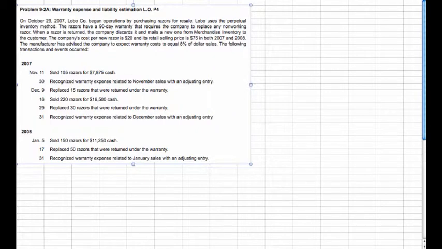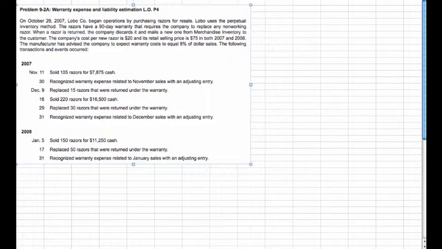Moving on to the next problem, there are times when we're going to have to record journal entries to record sales transactions, but also corresponding expense transactions that match with those revenues. So let's take a look at this particular problem. On October 29, 2007, Lobo Company began operations by purchasing razors for resale. Lobo uses the perpetual inventory method.